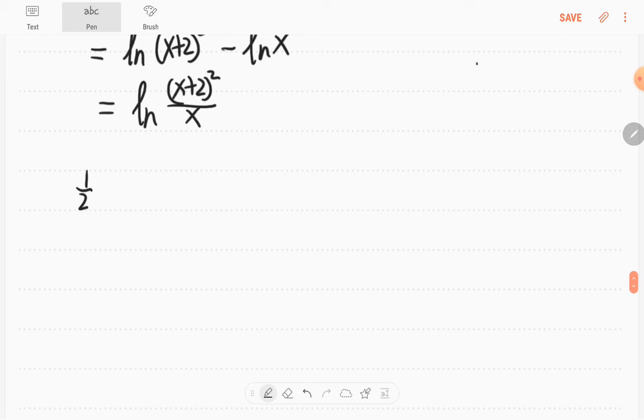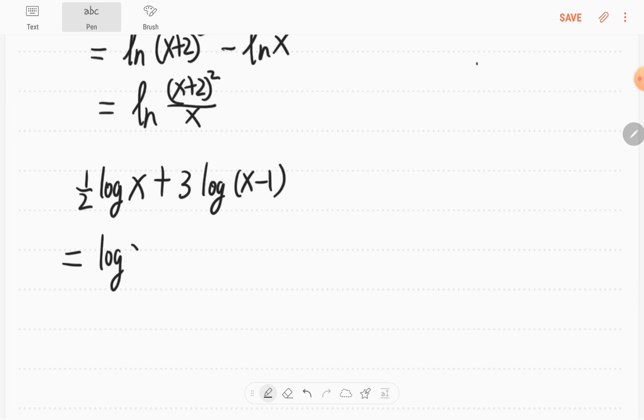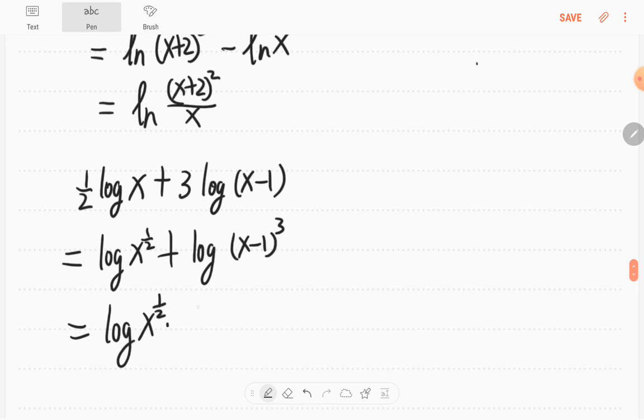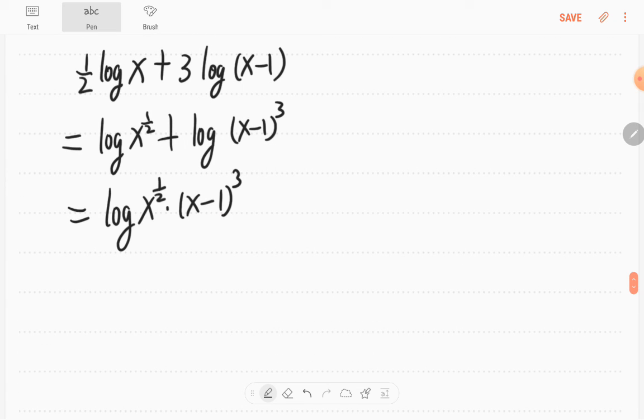If we want to condense this log, 1/2 log x plus 3 log of x minus 1. What we need to do is bring this one inside the log, so it becomes x to the 1/2, right? Plus the log of x minus 1 cubed. So if you put together, it would be x to the 1/2 times x minus 1 cubed, right? Or you can write it as log of the square root of x times x minus 1 cubed.